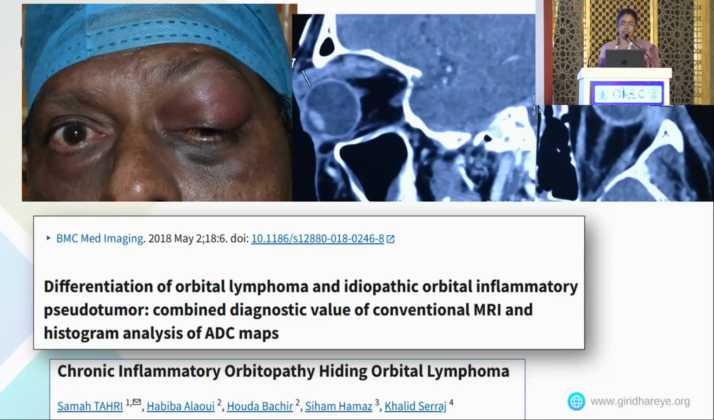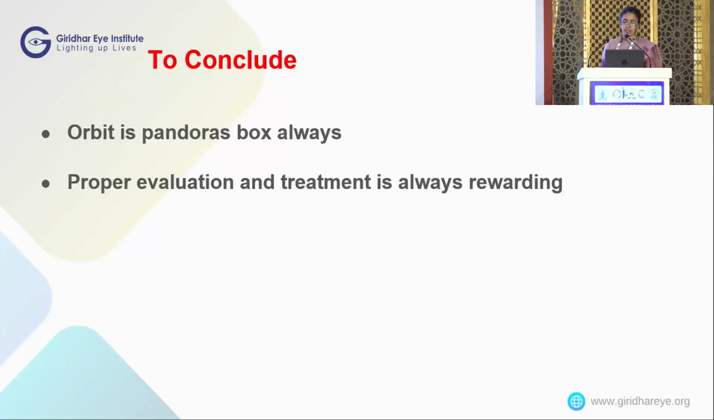Another close mimicry is differentiating orbital lymphoma from orbital inflammatory disease. That is also very, very important. So to conclude, the orbit is always a Pandora's box. Treating inflammation, we have to be very careful. You should know the whole of medicine, I would rather say. Proper treatment is always very rewarding.